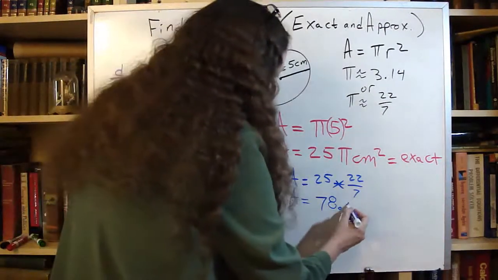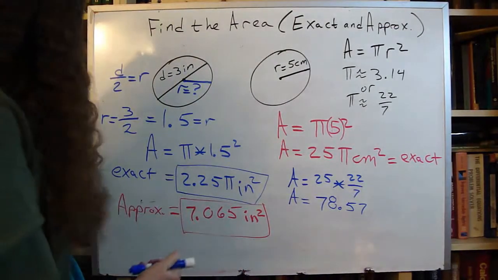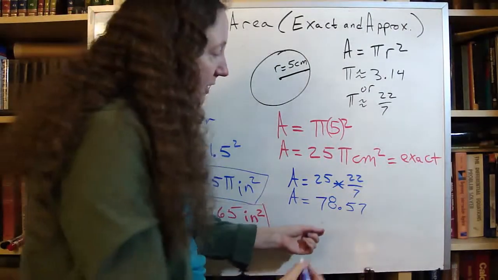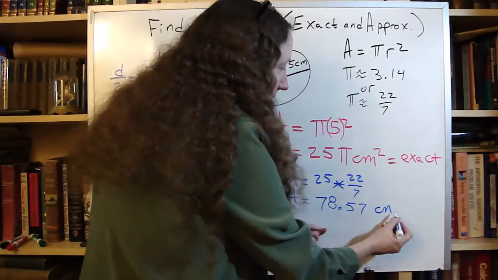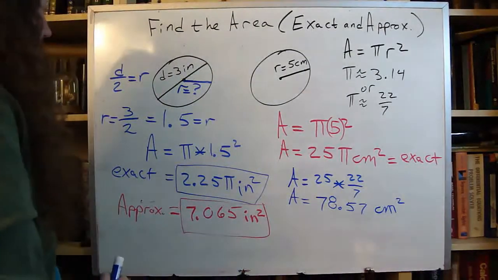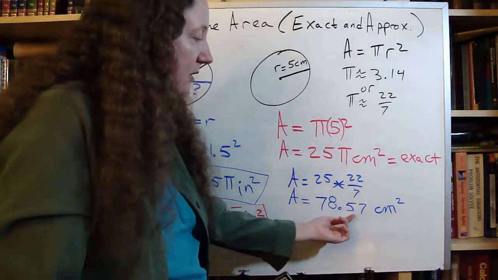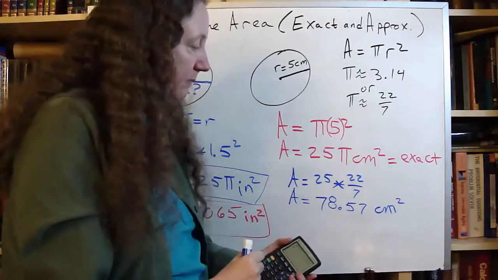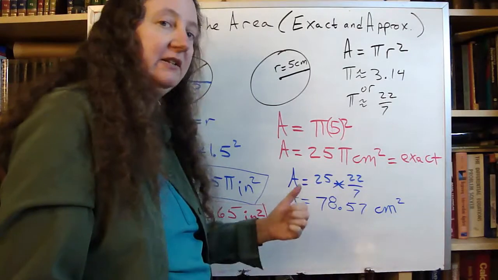78.57. I need my units on there. Centimeters squared. The 7 is followed by a 1. So I'm allowed to keep this as a 7. I don't need to change it into an 8.